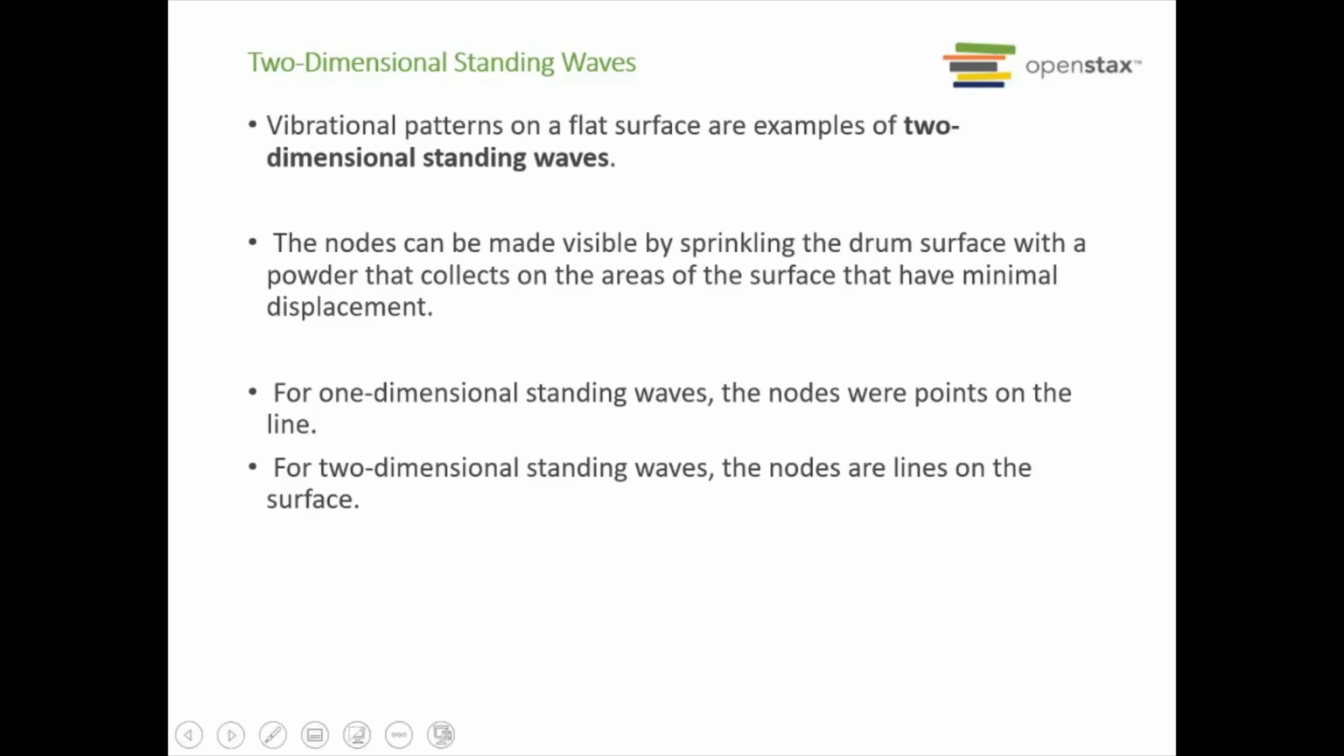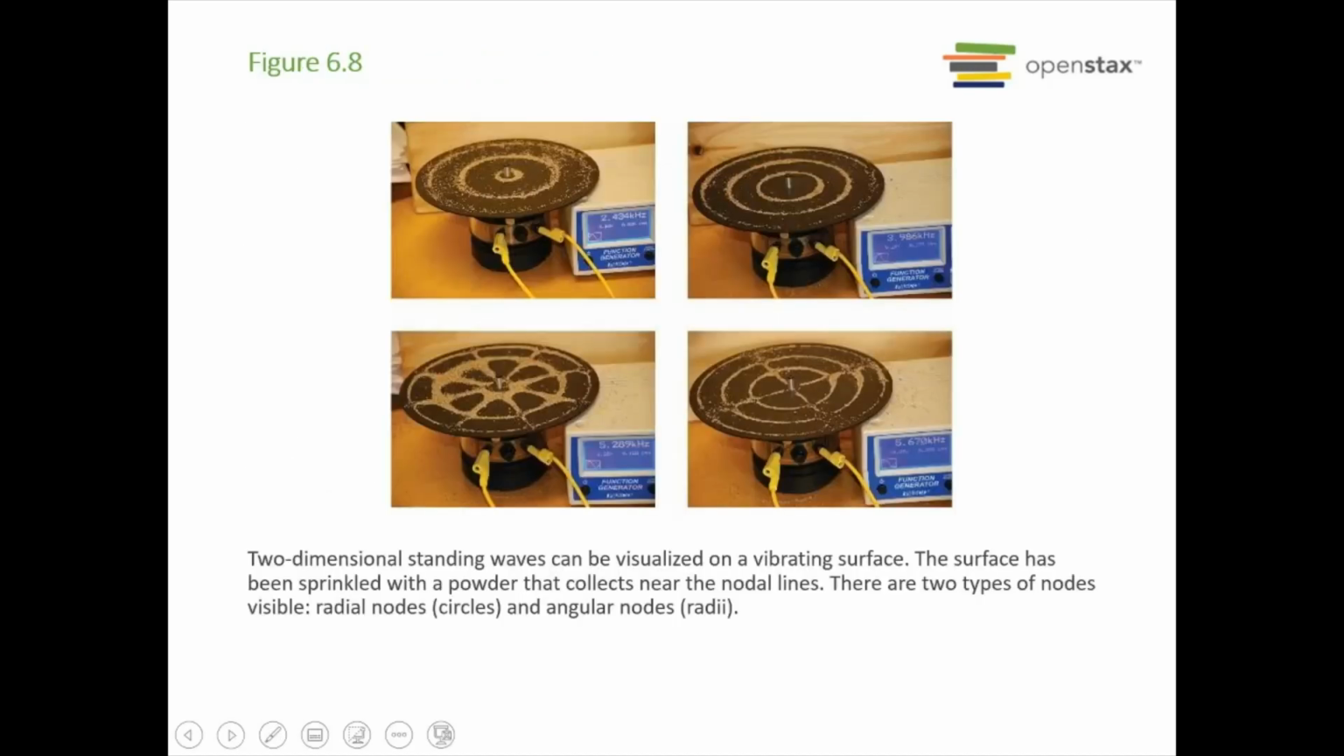So with the one-dimensional standing waves, the nodes were points on a line. The two-dimensional, they're lines on a surface. So here's an example right here. This is a two-dimensional standing wave. Those lines are the nodes.